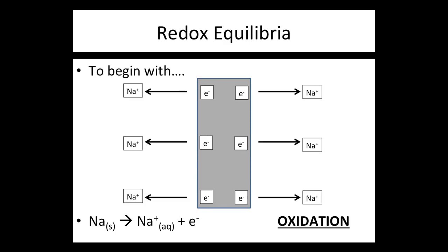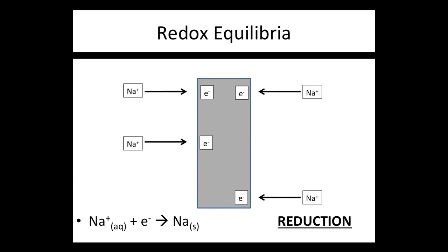So to redox equilibria. When a piece of metal is placed in an aqueous solution of its ions, a chemical equilibrium is set up. The forward reaction involves the metal atoms losing electrons and entering the solution as positively charged hydrated ions. This leaves a layer of electrons on the surface of the metal. It is an oxidation reaction and can be represented by the half equation M(s) reacts to form M+(aq) plus e-, for a single positive ion such as sodium. This is the example shown in the slide.